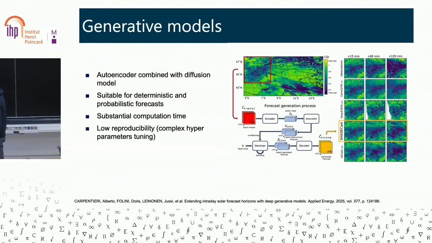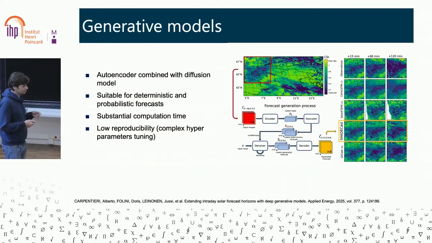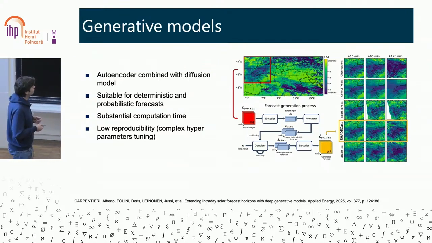Generative models are a new approach to overcome a problem. With the CNN, there was a problem. Every forecast was a little bit blurry. Every next image was blurry. So the generative model is supposed to build a realistic cloud shape.